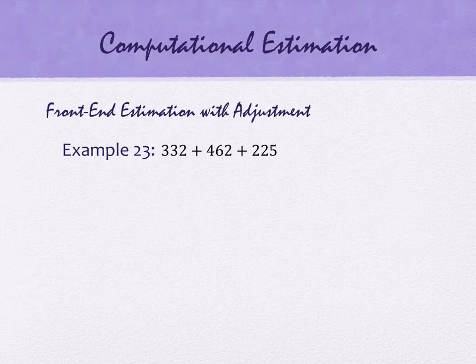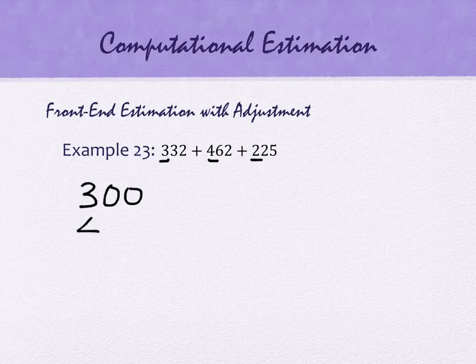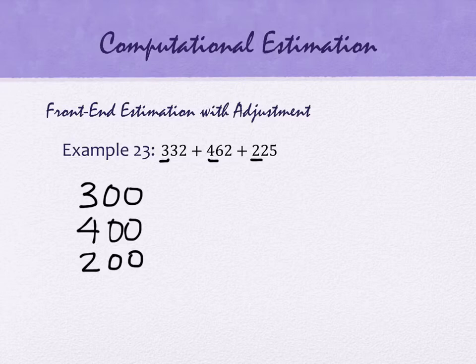Have we talked about front-end estimation in here? No? Okay, I think it was my other class that we were talking about it a little while back. All right, so front-end estimation is the idea of where we only use the very first digits, and that's what we add together. So, in other words, 332, 462, 225, I use the 300, the 400, and the 200, and I add those values together first. So far, so good? So what would I get if I add 300, 400, 200? 900.